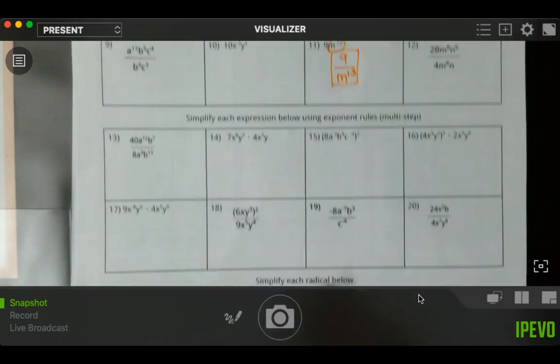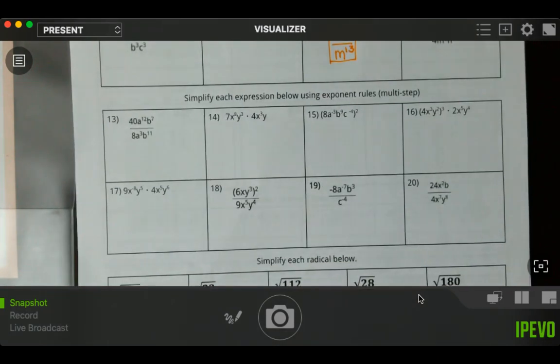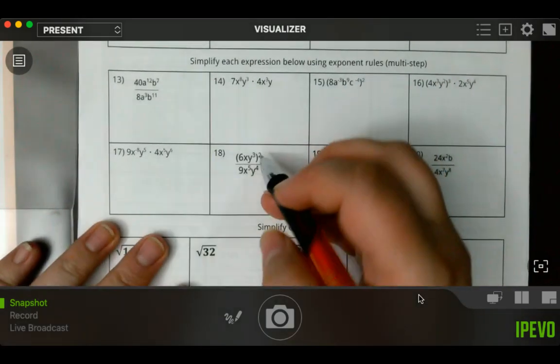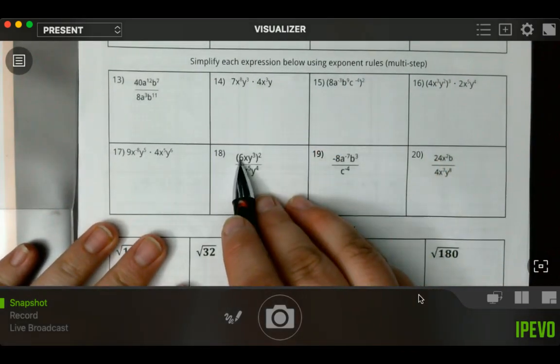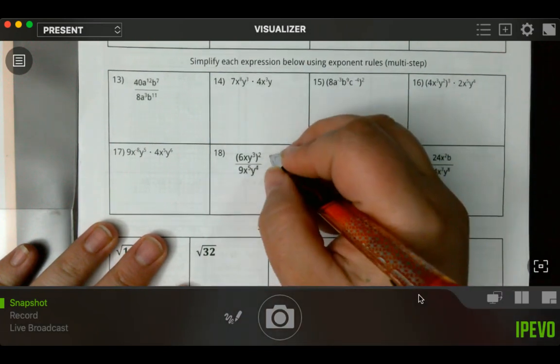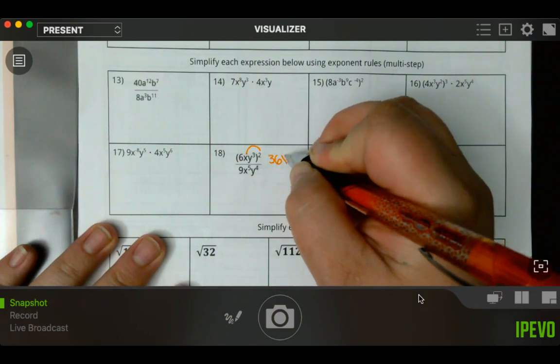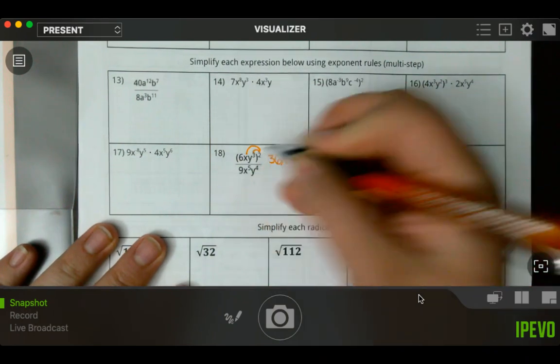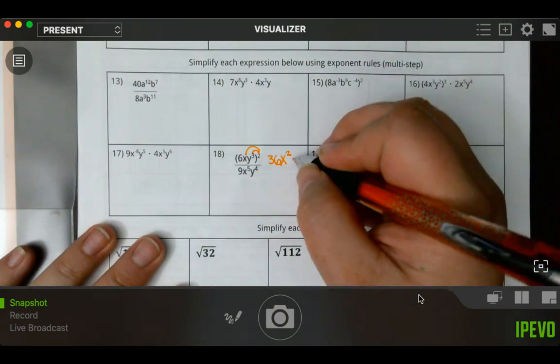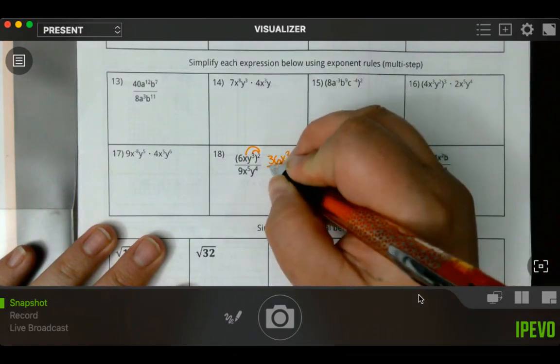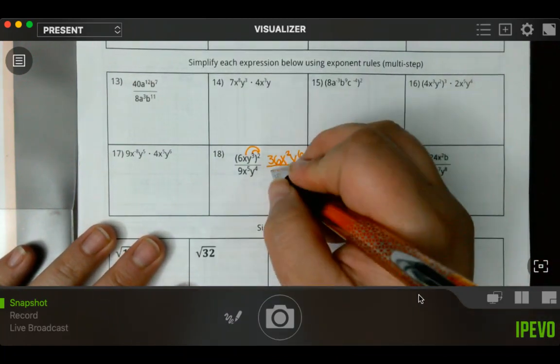Okay, I'm going to pick one more for us to try. Let's see. Let's do number 18. I'm going to do just the top part first. 6 squared is 36. And then the x is going to be squared now too. And the y already had an exponent, so it gets multiplied by 2 and becomes 6. The bottom part stays exactly the same.